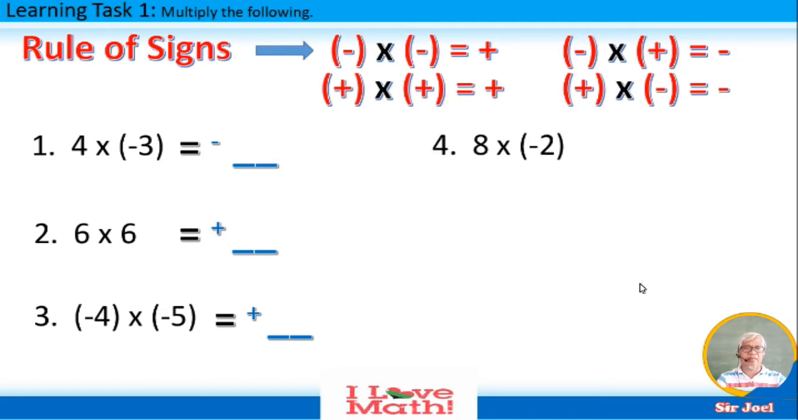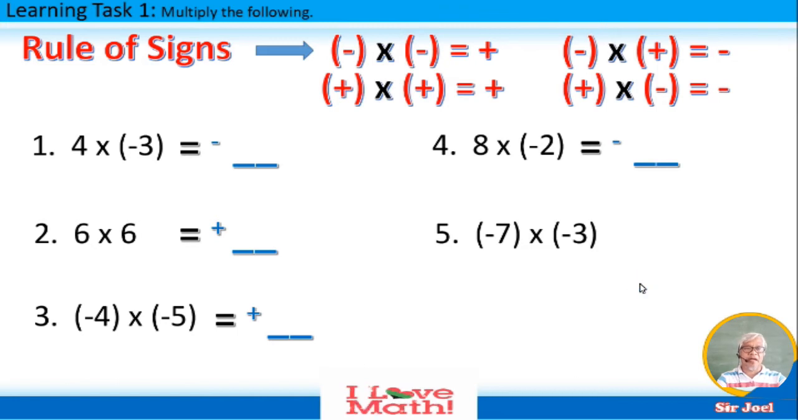Next, problem number 4. We have 8 times negative 2. So, look at the sign of 8, positive. Look at the sign of 2, negative. So, we have positive, negative. Therefore, expected that the answer here is negative, the product of 8 and 2. Ano ba yun? Okay?